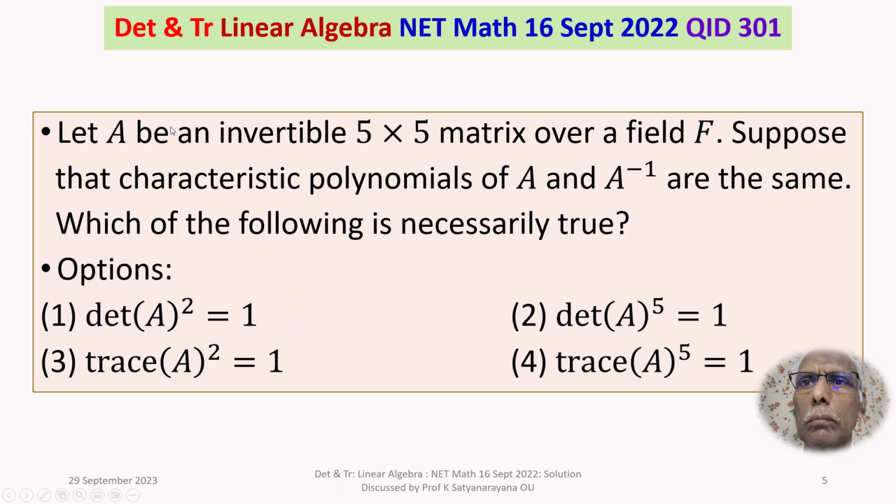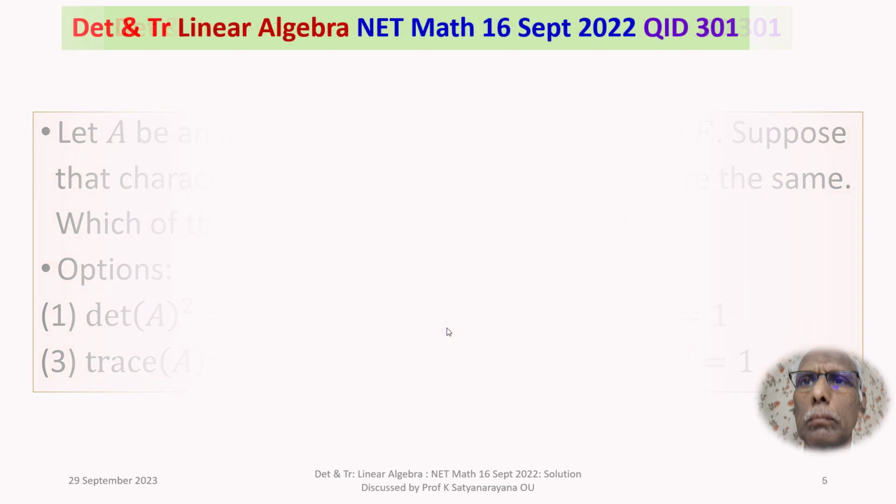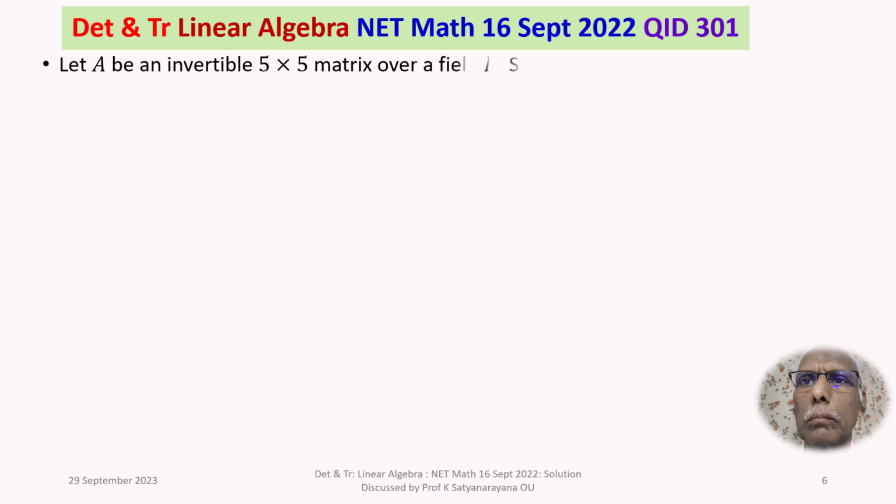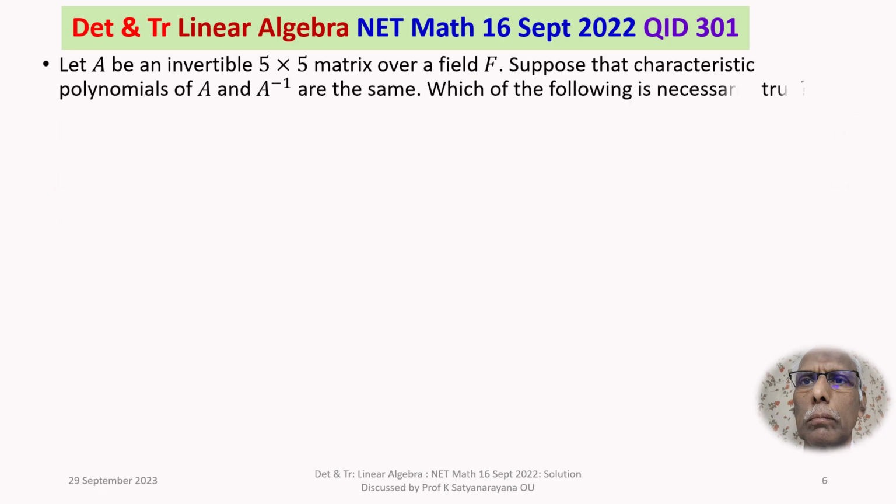We are given capital A is an invertible 5 by 5 matrix over a field F, and it is given that the characteristic polynomials of A and A inverse are the same. Then we have to decide which one of the following is necessarily true. We now discuss the solution of the problem in detail.